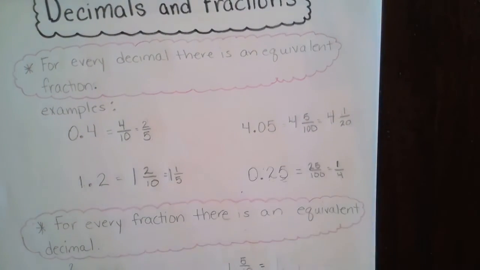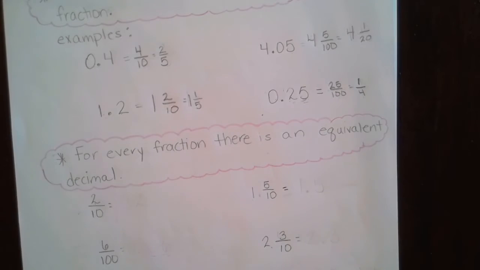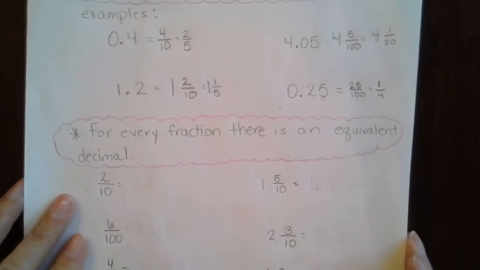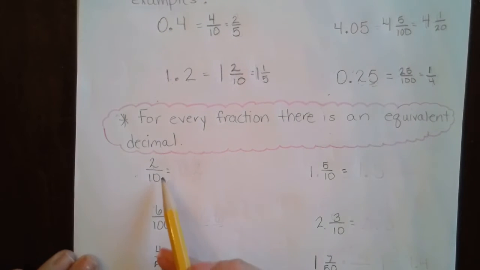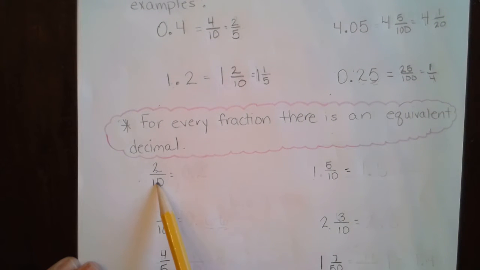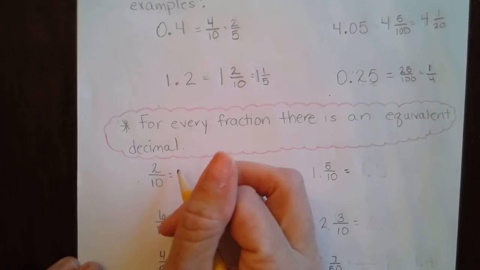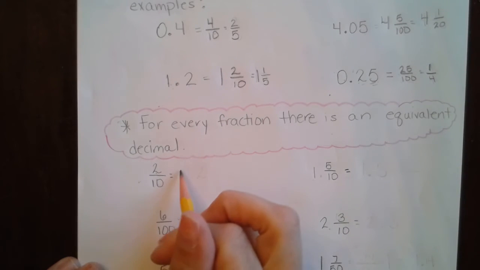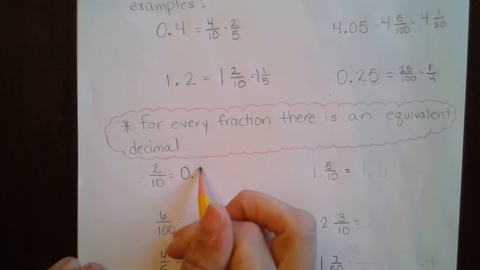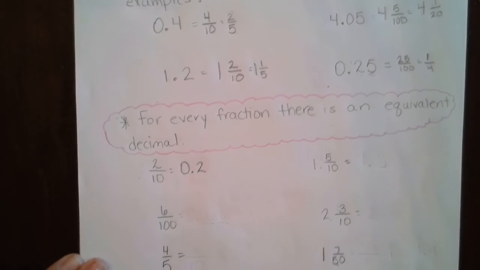Okay? Now, just like for every decimal, there's an equivalent fraction, the same thing is true the other way. For every fraction, there's an equivalent decimal. So let's start here, okay? So 2 tenths. Well, listen to what that sounds like. 2/10, okay? We know that the tenths place is the first place to the right of the decimal point. So that's going to look like this, 0.2, 2/10.